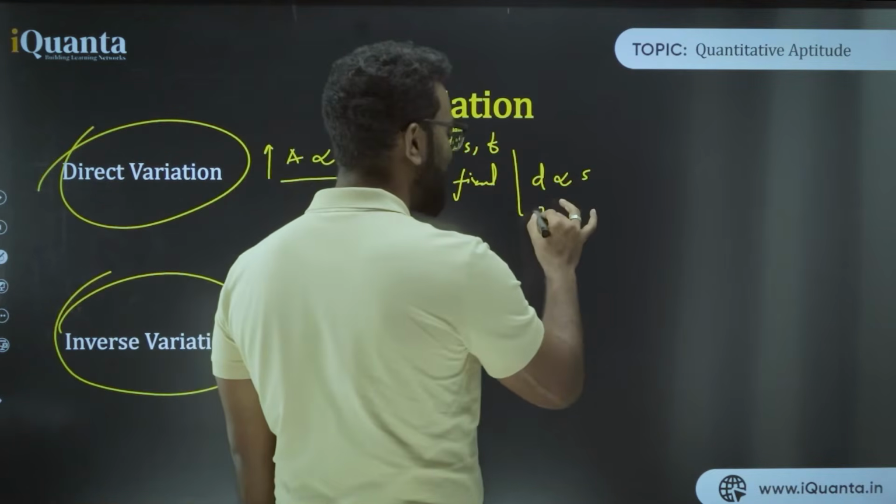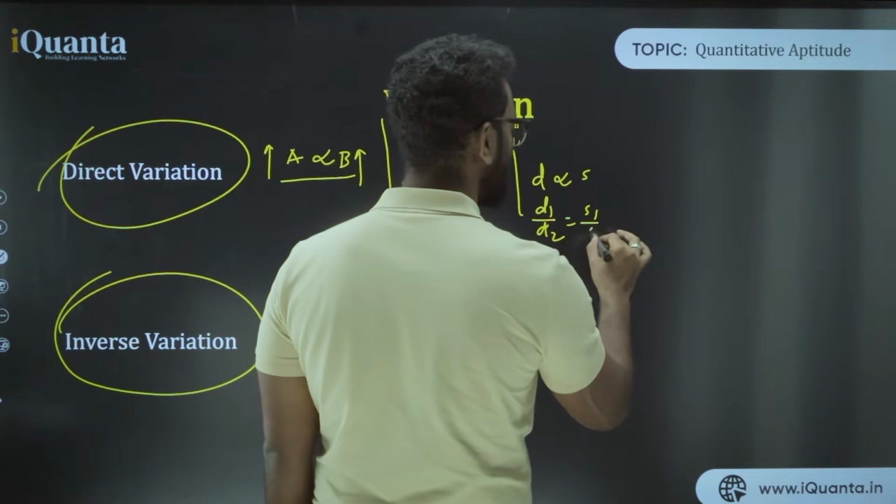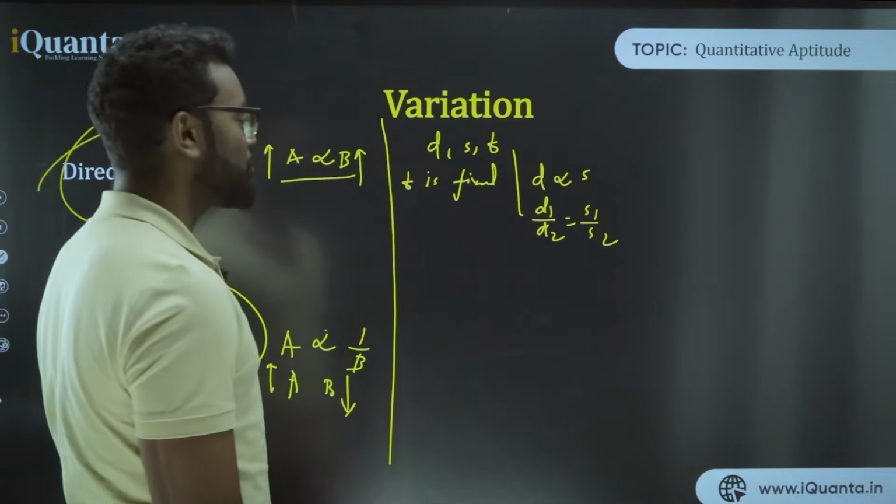So from this we can also write d1 by d2 is equal to s1 by s2. That is also the meaning of d is directly proportional to s.